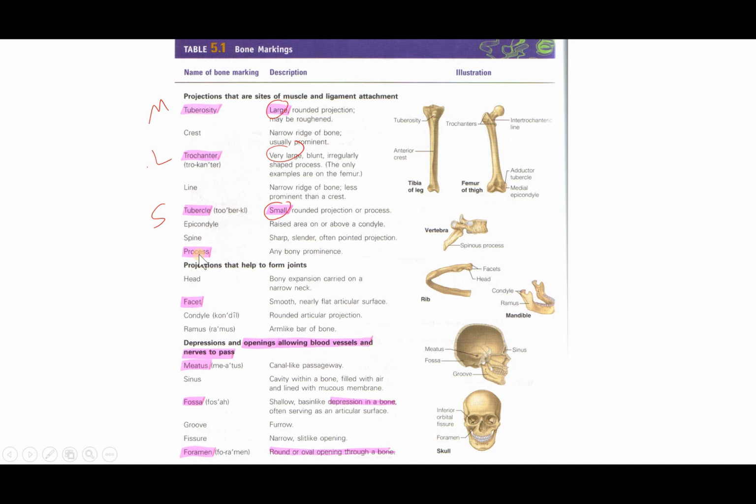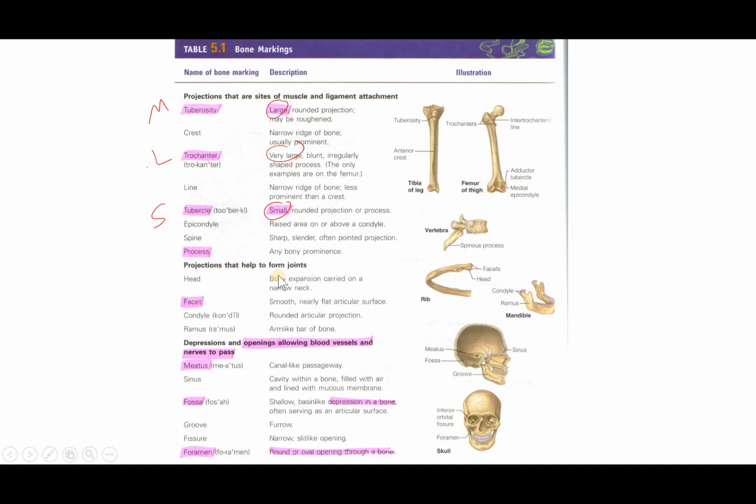Okay, a process: any bony prominence. They'll add the word process to a variety of words like your spinous process and transverse process. Those are the wings, so to speak, on the side of your vertebra bones. They call it the transverse process because it is oriented in the transverse plane, and it's a process because it's a bony prominence. Those are found on the vertebra.